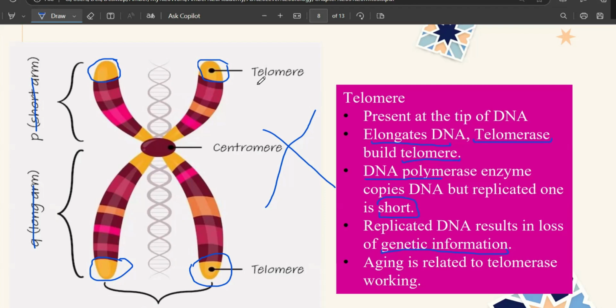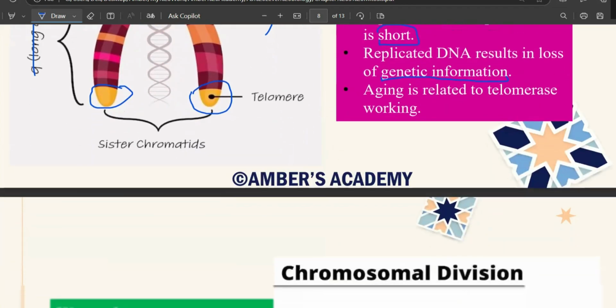So, telomeres are responsible to elongate this DNA, but they do not contain any genetic information. They're just there to elongate it. Okay, so with the presence of telomerase, which is the enzyme that produces telomeres, we say that aging is related to telomerase working. So as your DNA gets shorter, your aging will progress and you'll tend to forget things. ठीक है? Clear है so far?